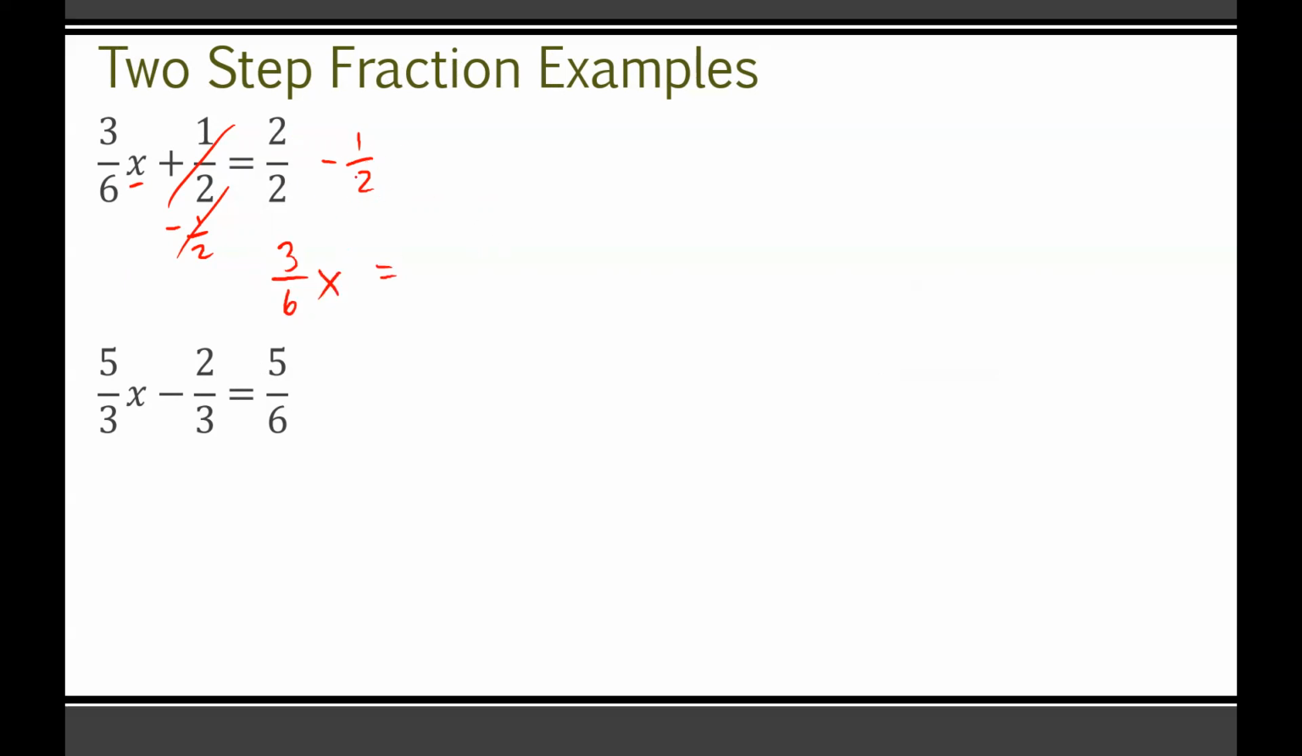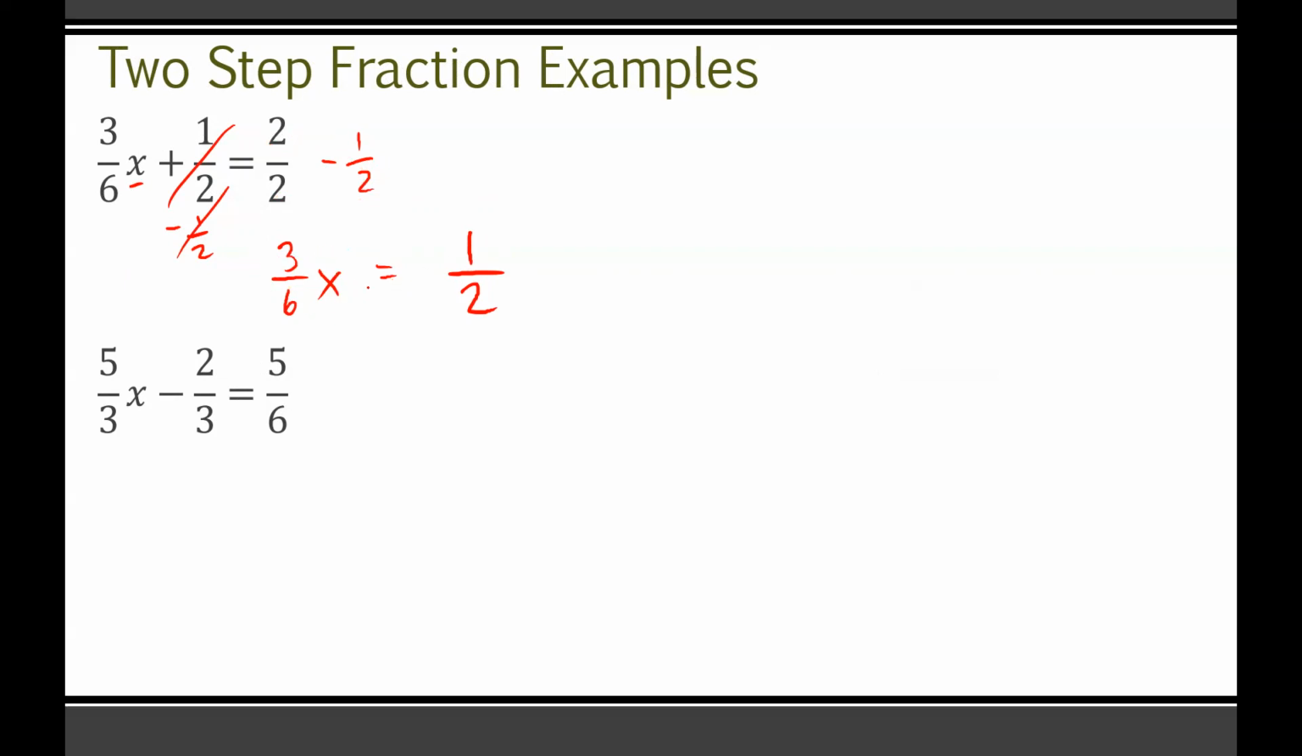Well, when you minus fractions, you only subtract the top. The bottom stays the same. So 2 minus 1 is 1 over 2. 2, it's just 2, right? You don't minus the denominators, okay? So 3 over 6x equals 1 over 2.